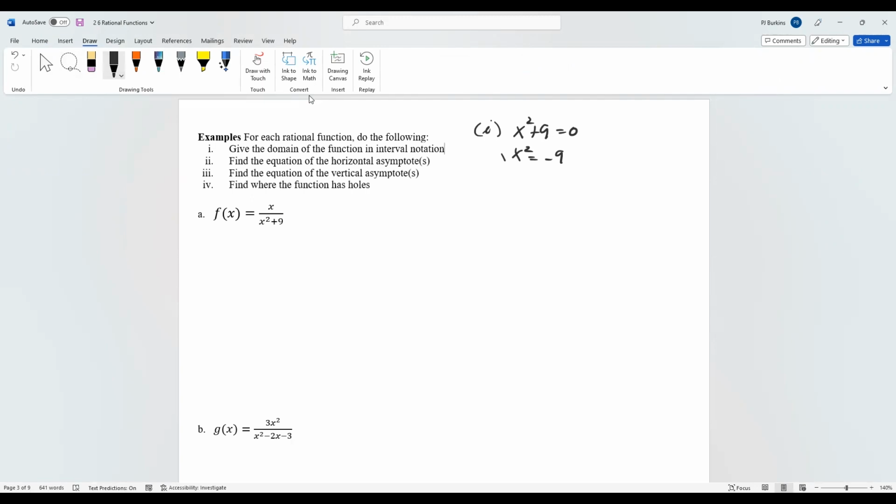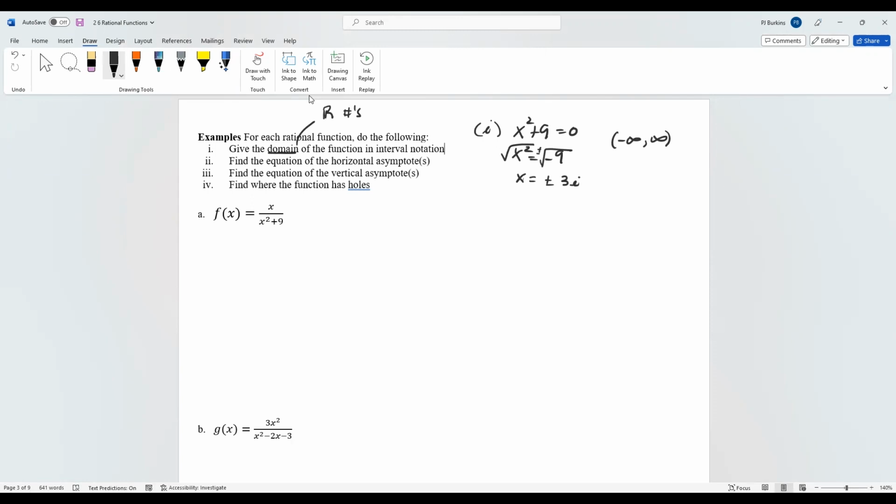So when I go ahead and take the square root, which by the way gives me plus and minus, I will get plus and minus 3i out of that. So that's complex. But when we're talking about the domain, we're talking about real numbers, okay? So this is not concerning us. Therefore, we can actually plug in anything into this function from -infinity to infinity.